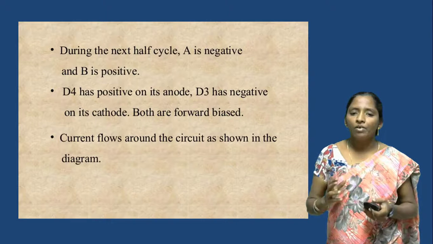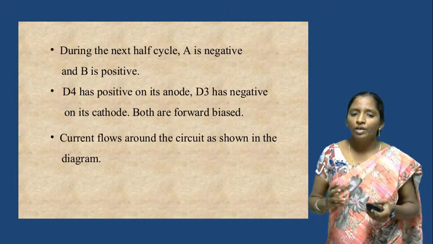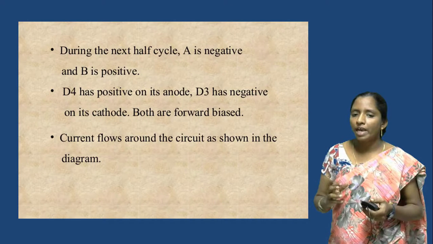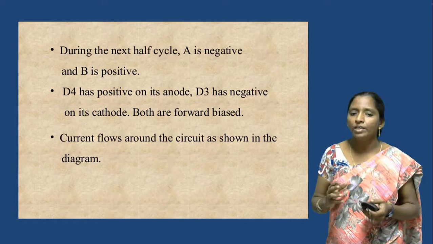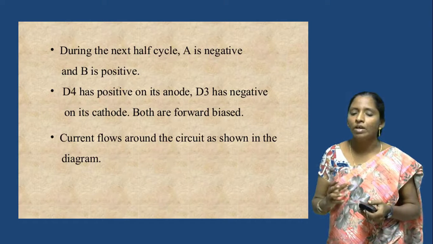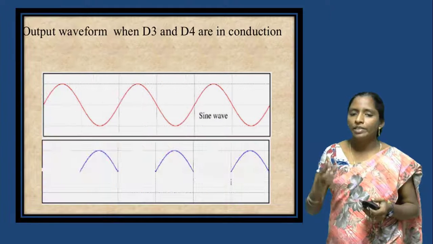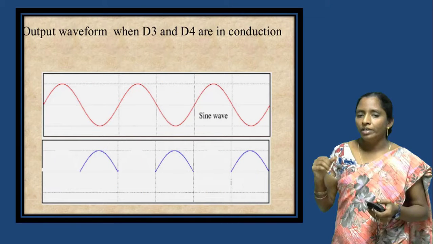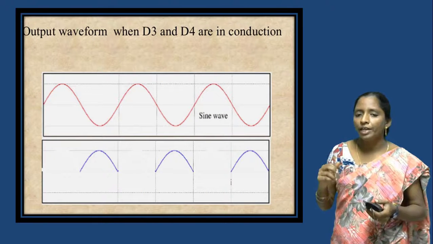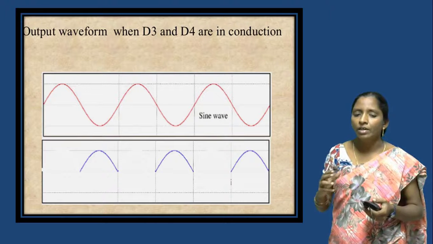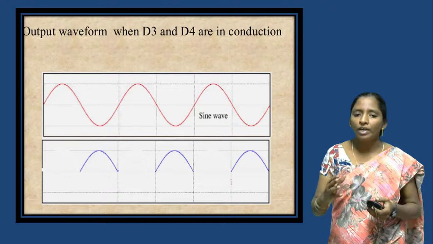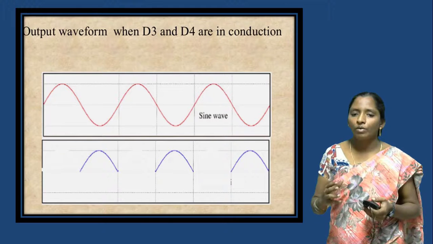So during the negative half cycle, A is negative and B is positive. Both D3 and D4 are forward biased. So current flows around the circuit as shown in the circuit diagram. This is the waveform of the bridge rectifier during the negative half cycle when D3 and D4 are conducting. So here we are getting output during the negative half cycle only.